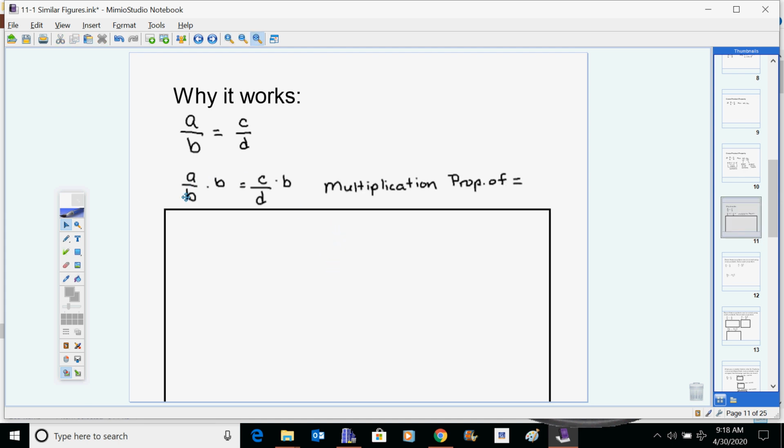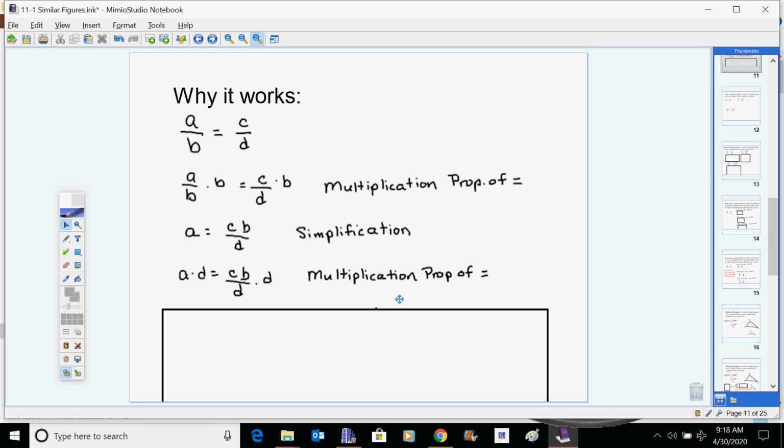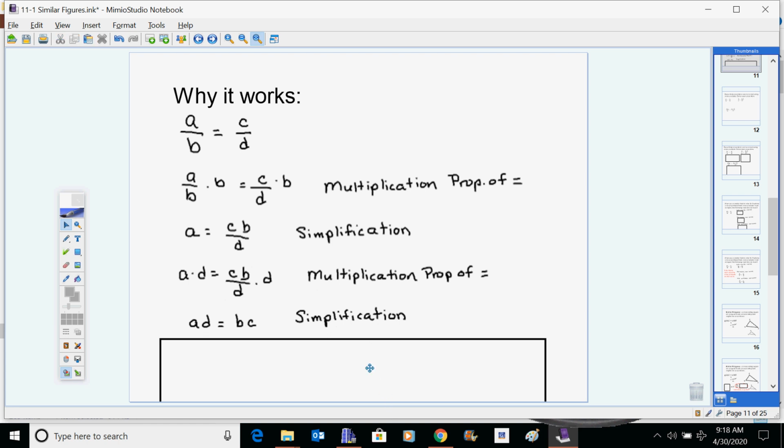All right, so first of all, if I multiply both sides by b, I can do that because of the multiplication property. When I do that, my b's will cancel out and I get something like this, simply because I'm using the rules for simplification. Then, if I want to, I can multiply both sides by d because of the multiplication property of equality. That means that's legal. So the d's will cancel out. In other words, I can simplify it.